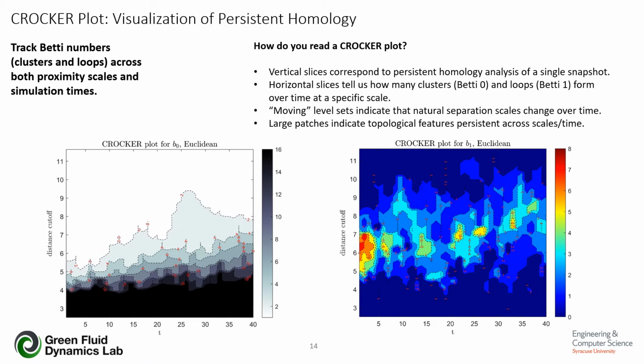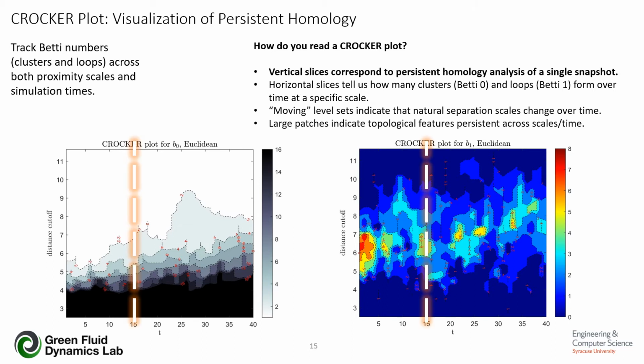The left one is the plot for beta 0, which represents the number of clusters, and on the right is the plot for beta 1, which represents the number of loops. Like we said before, the Crocker plots track the Betti number across both proximity scales and simulation times. So how do we read the Crocker plot?